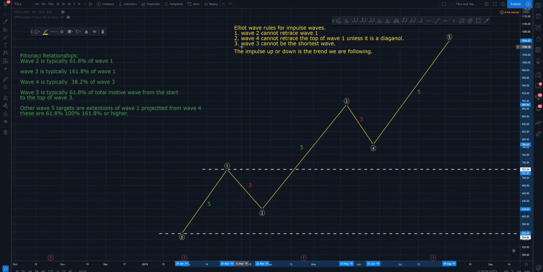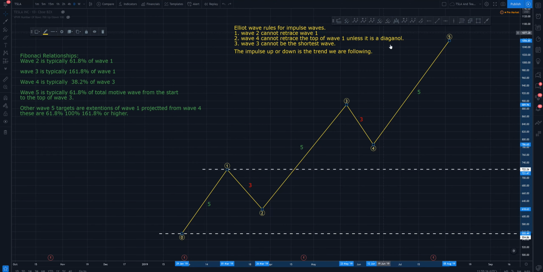Our third and final rule is wave 3 cannot be the shortest wave. Wave 3 in itself can be shorter than wave 1. Wave 3 in itself can also be shorter than wave 5, but wave 3 cannot be shorter than both wave 1 and wave 5, the other two motive waves in our impulse wave.